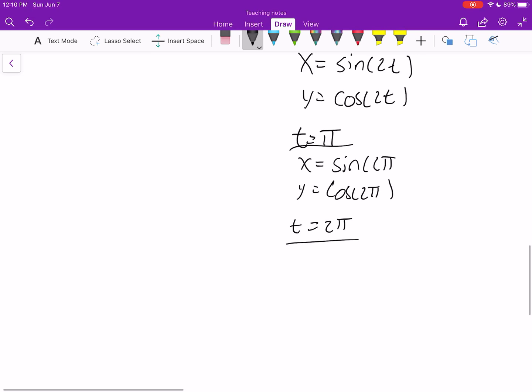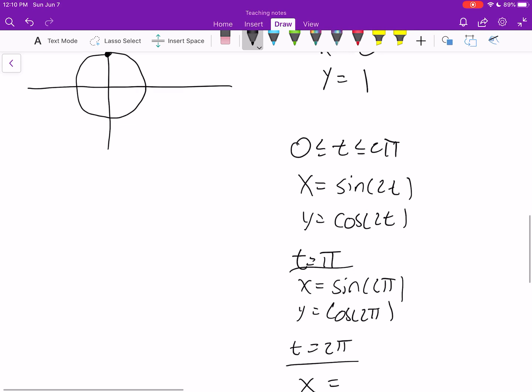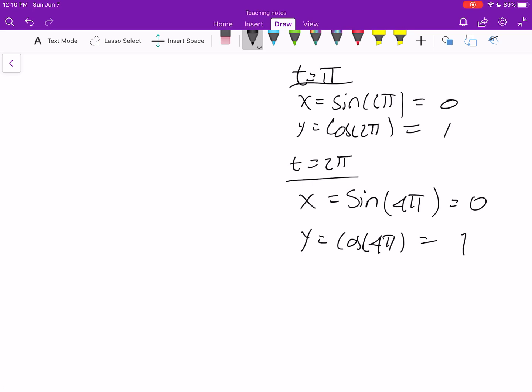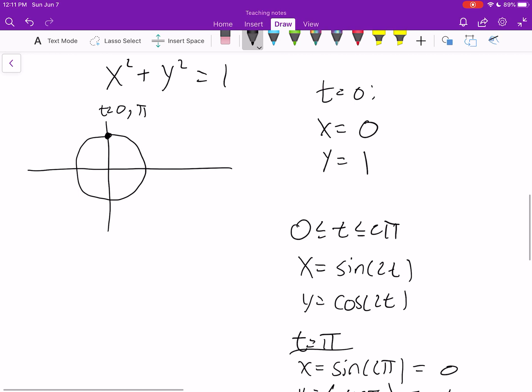At t equals 2 pi, I'm going to get x is equal to sine of 2 times 2 pi, 4 pi, and y is equal to cosine of 4 pi. These things are periodic, so I get 0 and 1 again. So this is actually the graph of a circle that I've traversed, or that I've gone around twice. So this graph here, its graph is still a circle.